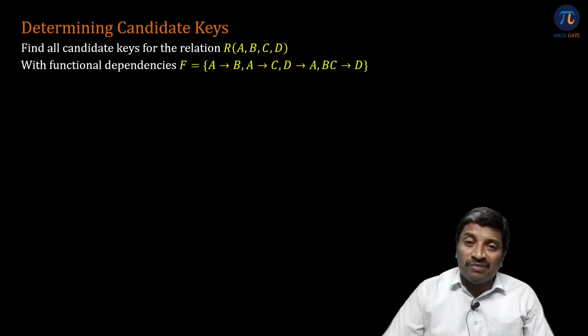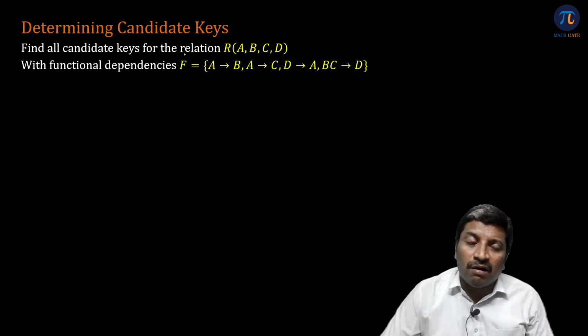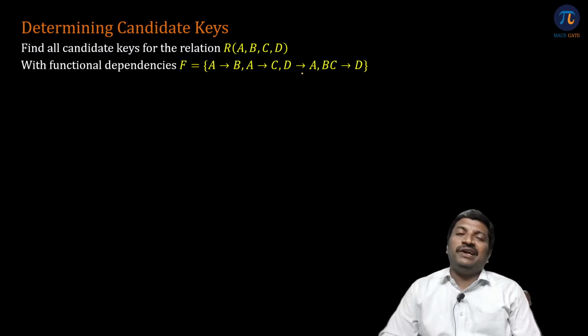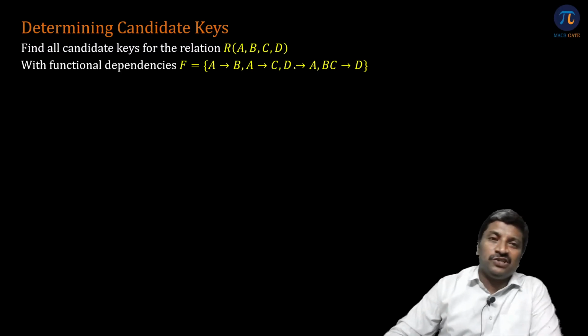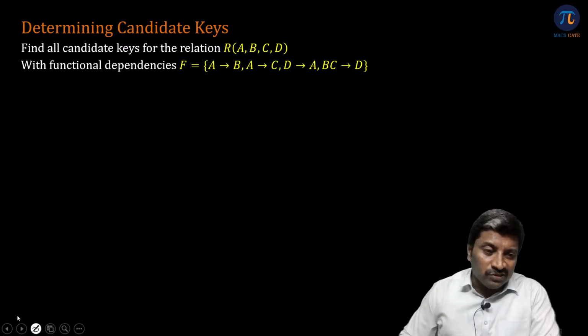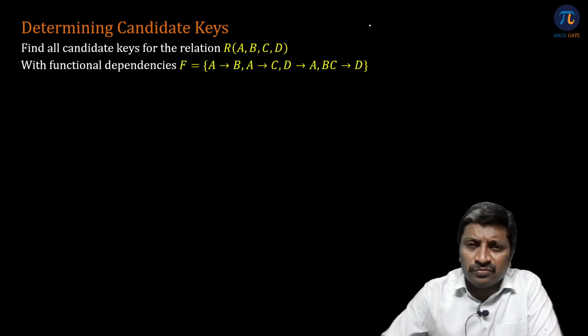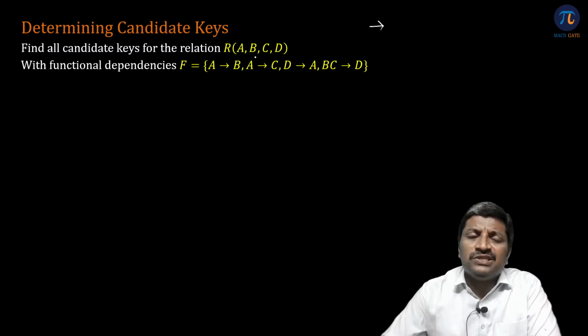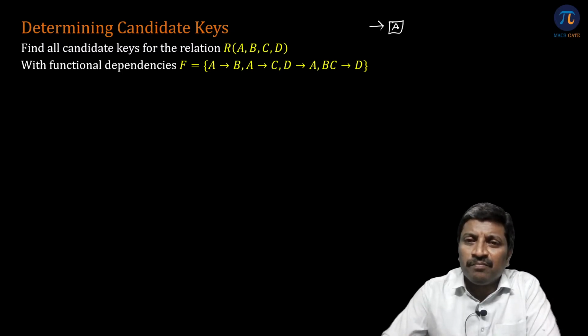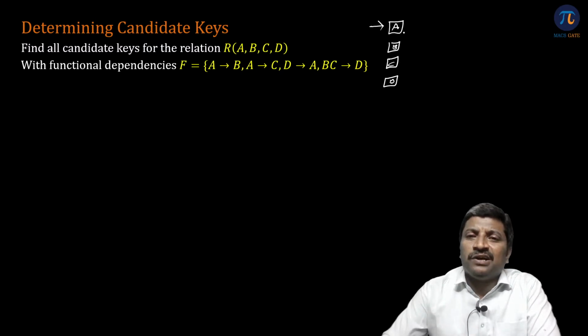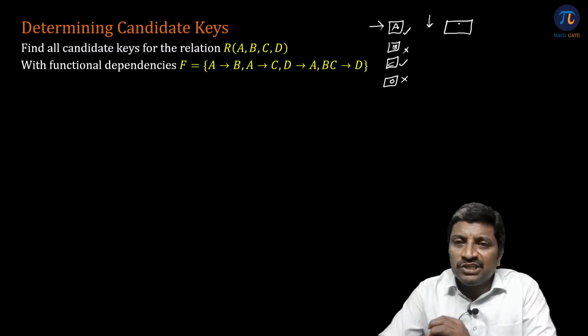So the second type of expected problem is finding all candidate keys for the relation. For that, what is the general process? First of all, since I have four attributes, I verify whether sets with one attribute are candidate keys or not. Suppose I got this is a candidate key and this is a candidate key. These two are not candidate keys. So in the next stage I will consider sets with two attributes.